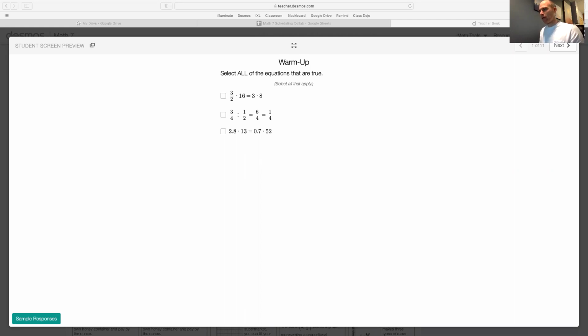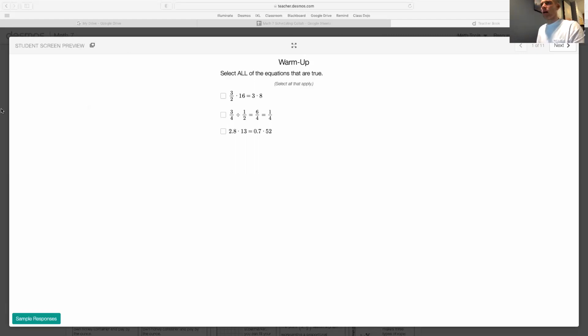All right, so this is the warm-up, and it says we should select all of these equations that are true. So we have to check and see if the expression on the left side evaluates to the same number as the expression on the right side of the equal sign in each one. So start with this first one.